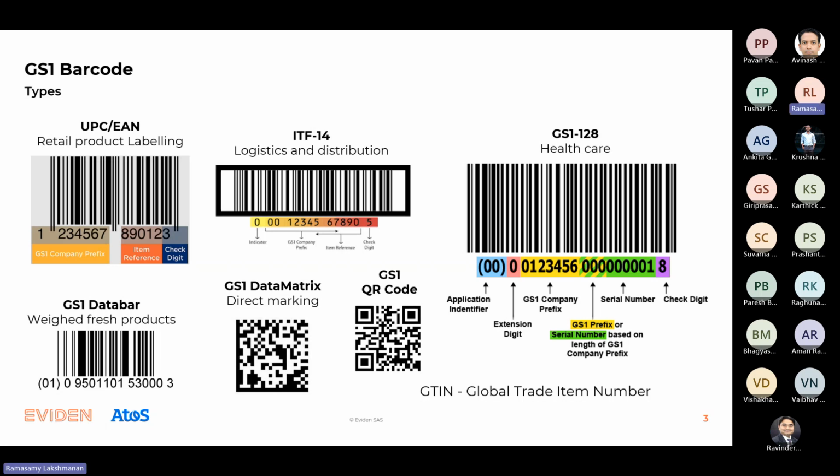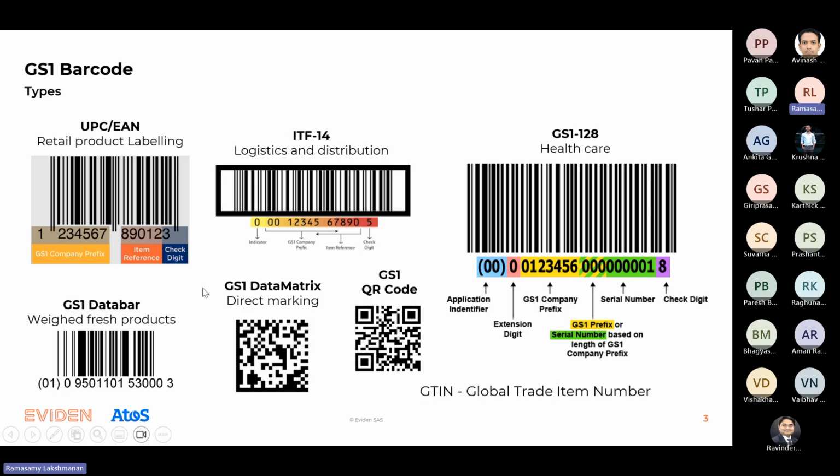The next one is ITF-14. ITF stands for Interleaved 2 of 5. I don't know why they kept this name. This barcode is mainly used in logistics and distribution, like carton boxes and shippers. But this ITF cannot be used on retail product labels.